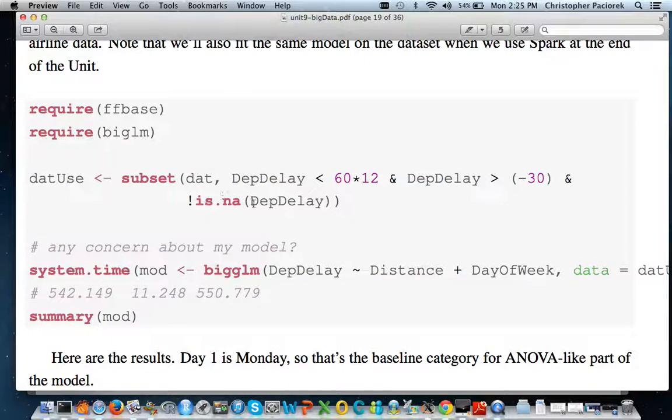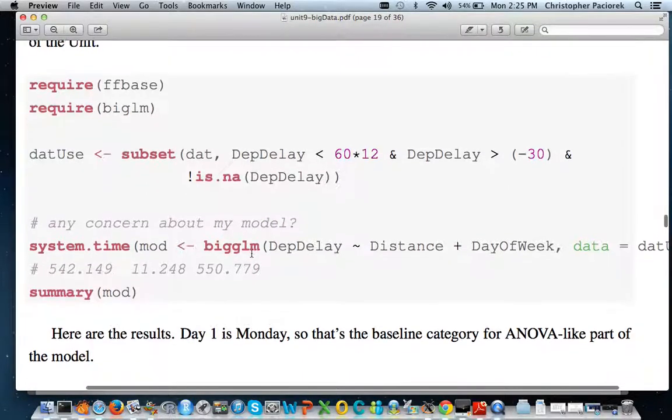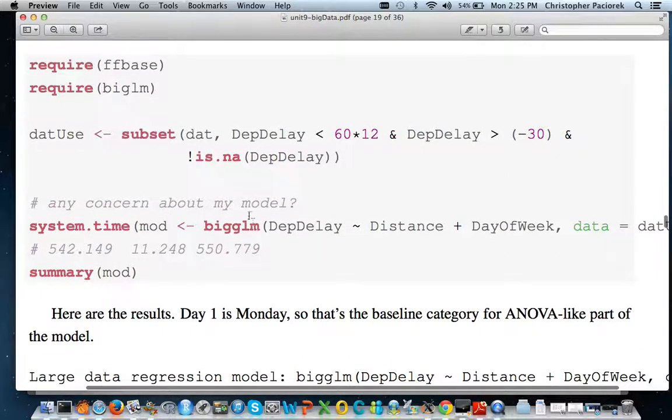And then I'm also eliminating any of the missing values. And then I go ahead and fit this big GLM, and the call looks pretty similar to fitting a standard LM or other kind of GLM. I can give it day of week, and I think I've read this in such that this is a factor variable.